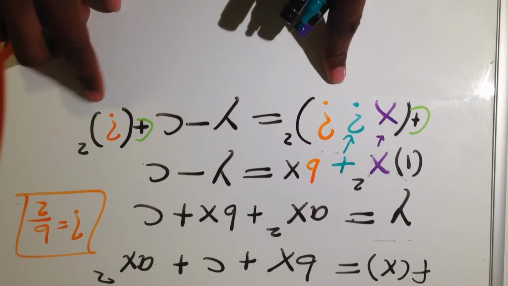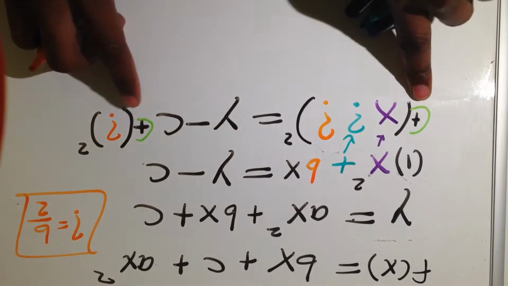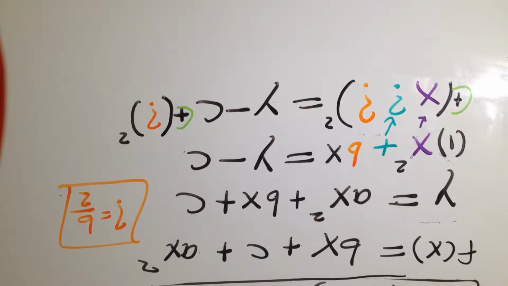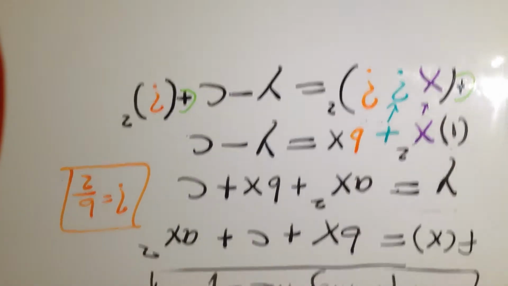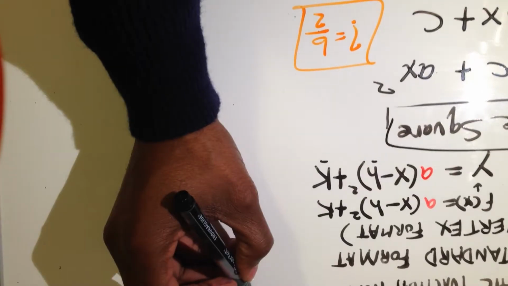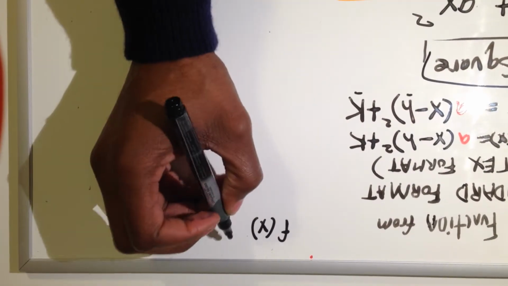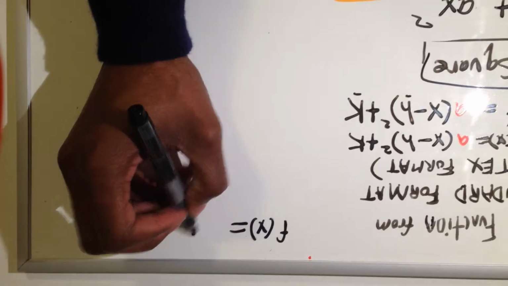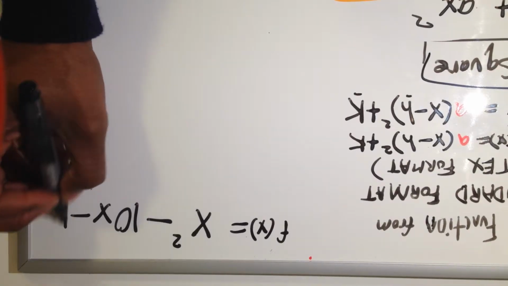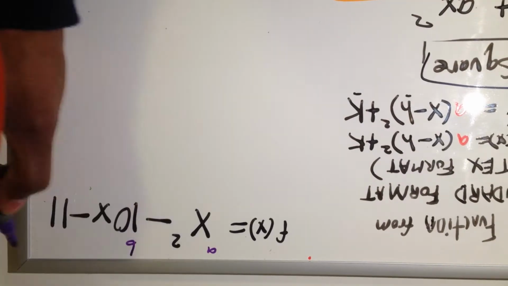So we have two orange question marks on this side, and they're both positive on the outside of the parentheses. So let's do a real life example. Let's say that f of x is equal to x squared minus 10x minus 11. We have a here, a is an invisible one. This is b, and this is c.